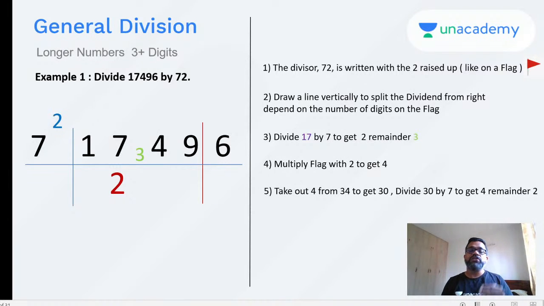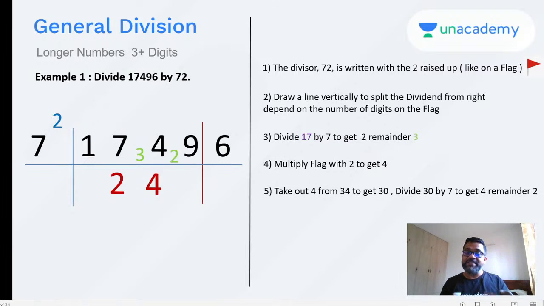Now I will take 4 out of 34. So what did I multiply by? The flag, I got 4, right? I take that 34 minus 4, I get 30. This 30 is what I divide by 7 now, so I get the next number of my quotient. I've already started getting my answer. The first digit of your quotient is 2. The second digit is 4, because I divided 30 by 7. I got 4, remainder 2. Why? Because 7 4s are 28, right? 7 4s are 28, and 30 minus 28 is 2.